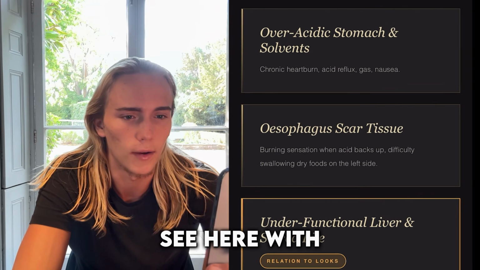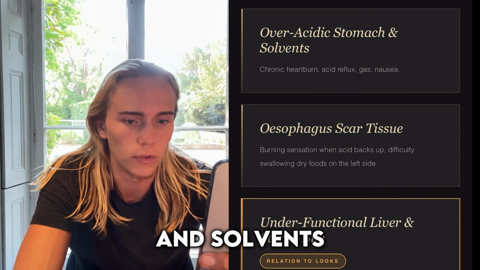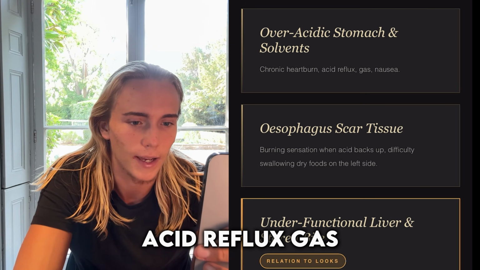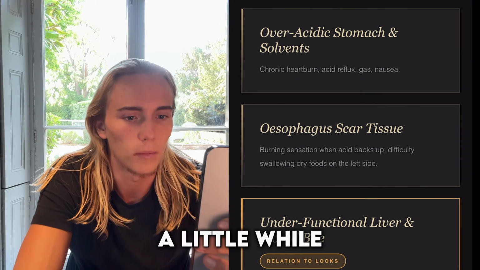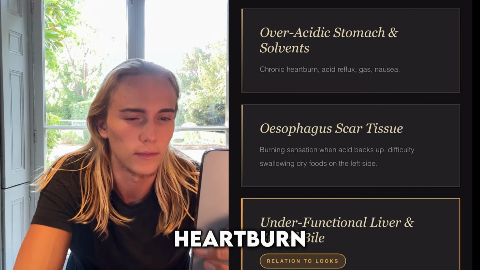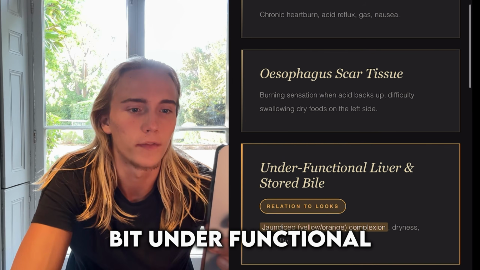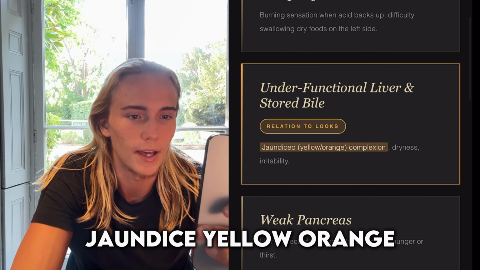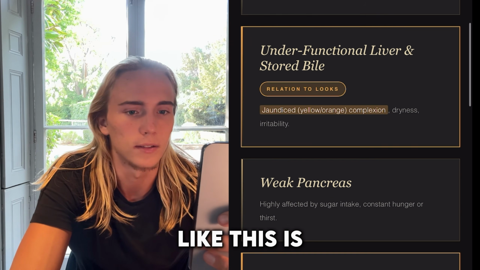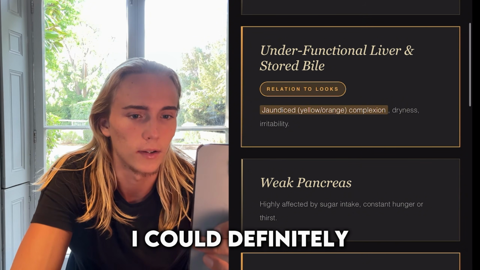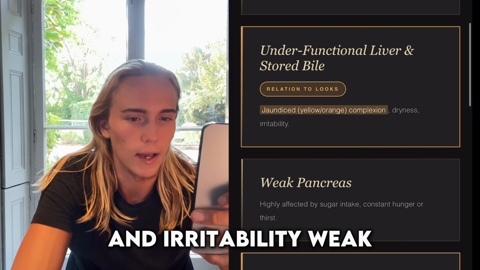All right, as you can see here, with the first expected issues, we have an over-acidic stomach and solvents, meaning chronic heartburn, acid reflux, gas, nausea. Yes, I would say I do experience some of them a little while back, definitely. Occasional heartburn, feeling in your chest. Acid reflux a little bit, gas, nausea, yes, a little bit. Under-functional liver and stored bile, jaundice, yellow-orange complexion, dryness, irritability. Yeah, I feel like this is quite aligned to me. I could definitely have that jaundiced, yellow-orange complexion, along with some skin dryness potentially, and irritability.